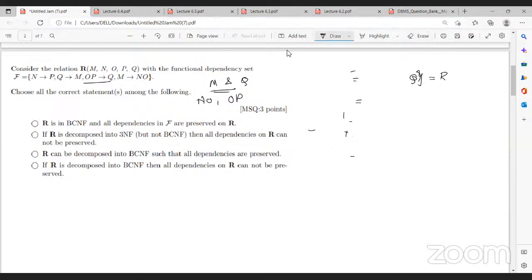Now see whether this relation R is in BCNF. What is the condition for BCNF? The left hand side must be a super key, right? So here you can see N is not. This is okay. This is also okay. So N determine P is violating my BCNF condition, right?